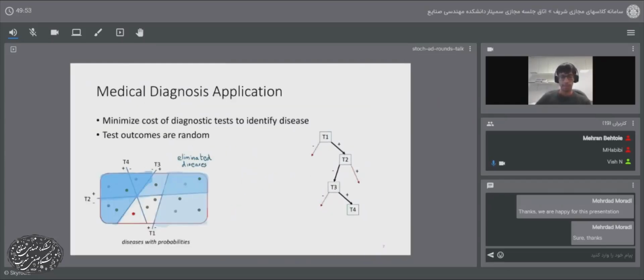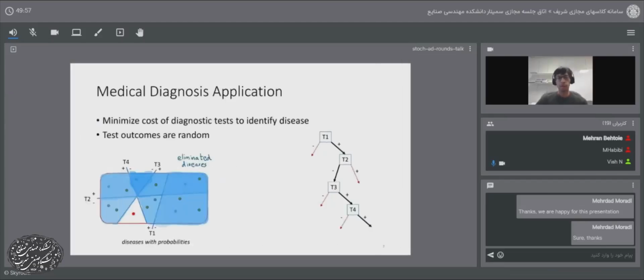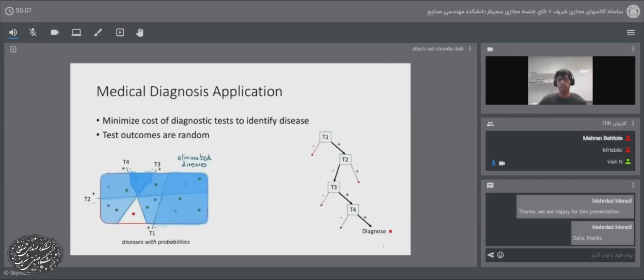We still have 3 candidate diseases. We perform test number 4. That eliminates 2 more. And at this point, we have a single remaining disease that has not been eliminated. So that must be the underlying disease. Right? So that's the reason we can stop, and we have diagnosed this particular red disease.